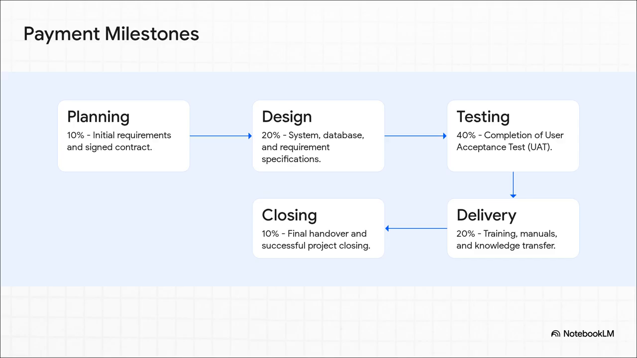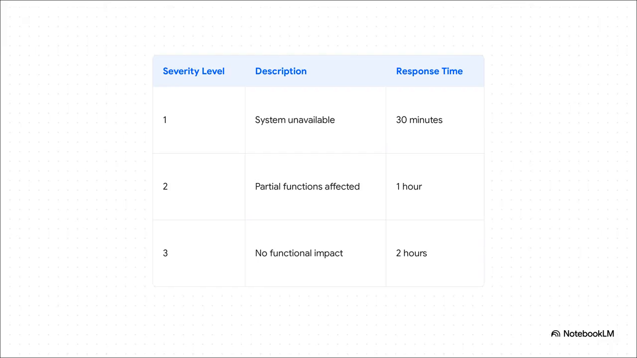The developers have to deliver the plan, then the design, and then a tested system. And notice, the biggest payment, a whopping 40%, only comes after user acceptance testing, UAT for short. And that's basically when the university staff gets their hands on it and says, yep, this does exactly what we agreed it would do. And the blueprint doesn't just plan for success, it plans for failure too. This right here is the service level agreement, or SLA. It's basically a promise for how fast they'll fix things if they break.